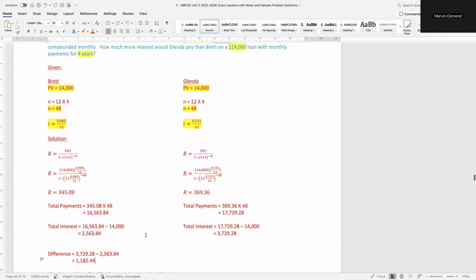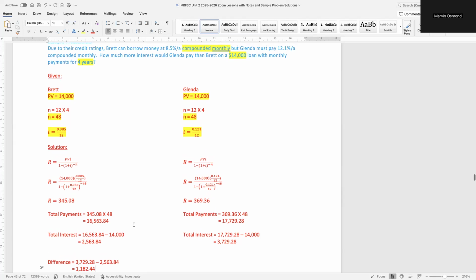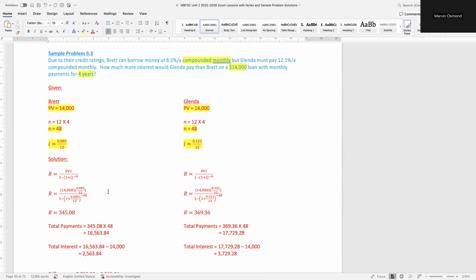So you can see that the interest rate, 4%, nearly 4%, can make a big difference over a 4-year period, how much more you're going to have to pay. Look at the monthly payments, 345, 369, so what, close to $25 a month. Doesn't sound like a lot, but over 4 years adds up. Okay, so that is a problem that involves calculations and using the present value formula. Or sorry, this one involves the monthly payments.